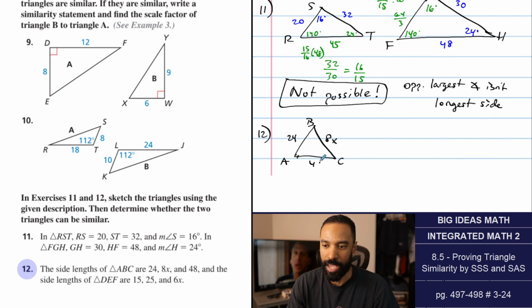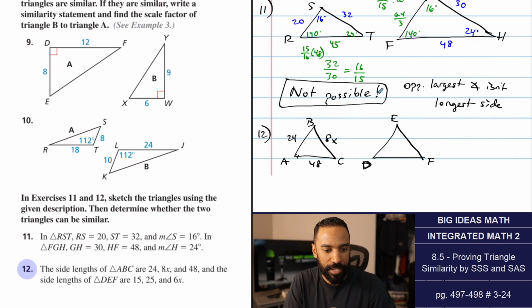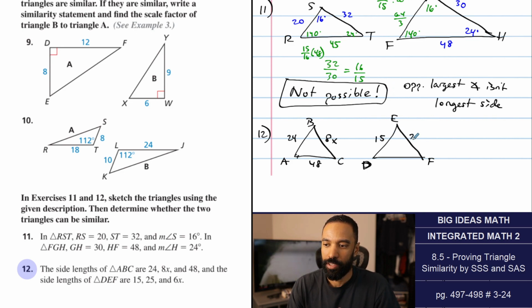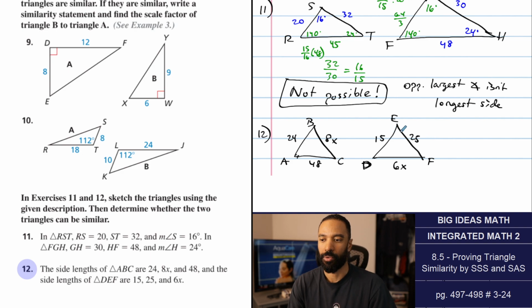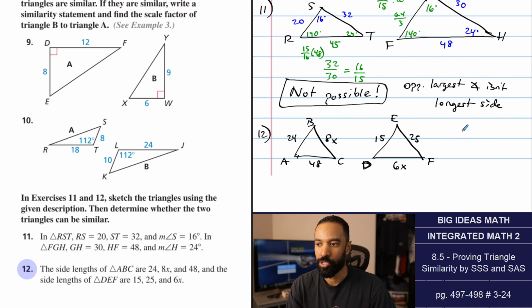24, 8x, and 48. Now, at best, for triangle DEF, best I can do is 15. I'm going to try 15, 25, and 6x. I do want to put 15 potentially. Okay, I can't pair 15 with 48 because I know 25 is a longer side than that. I don't know if 25 should go here. Here's another possibility.